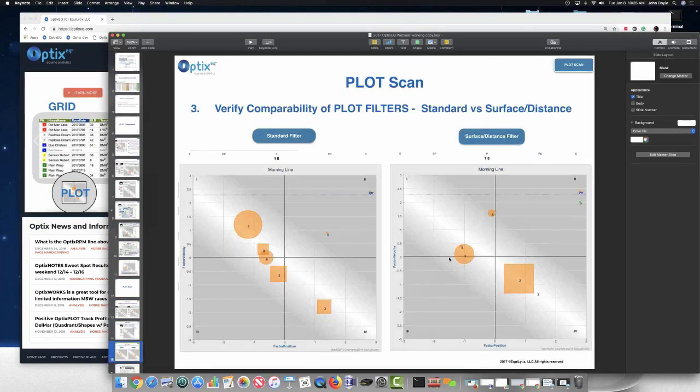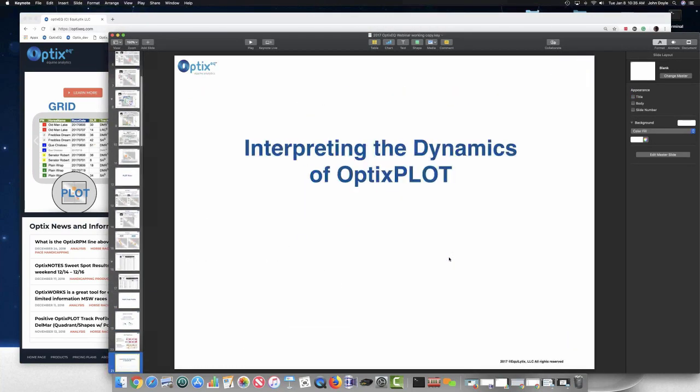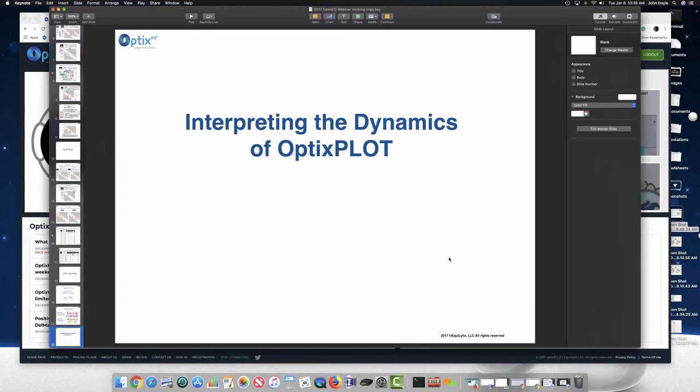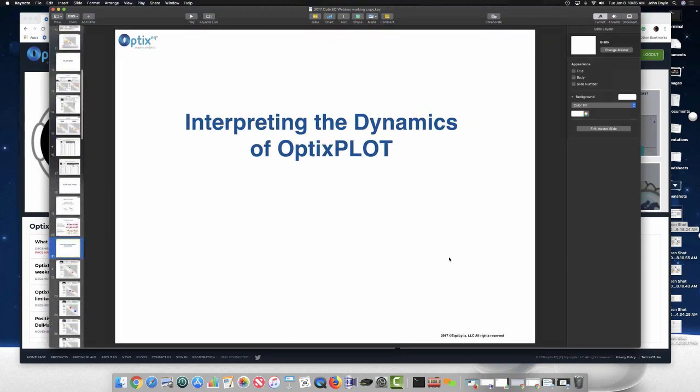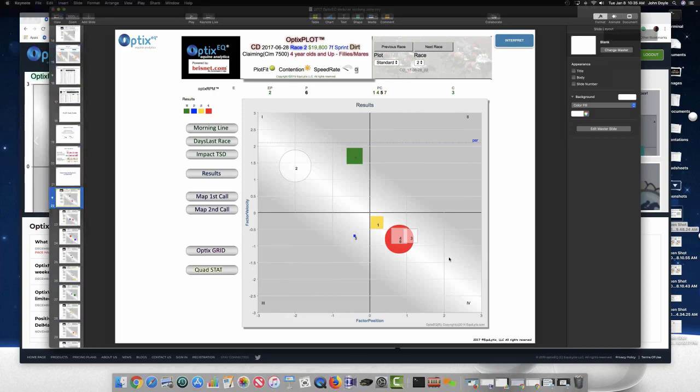Correct. Yeah, just kind of how I'm looking at the plot and evaluating each horse based on that. Okay, cool. Okay, so Joe, maybe this is helpful. Interpreting the dynamics of the OptixPlot, is that kind of what you're looking for, right? So let me just take you through some of these.